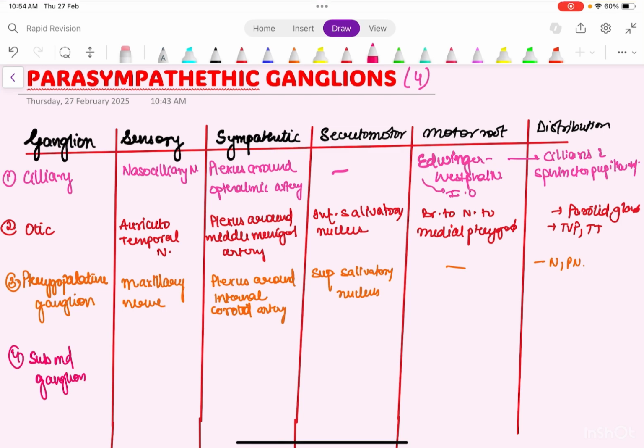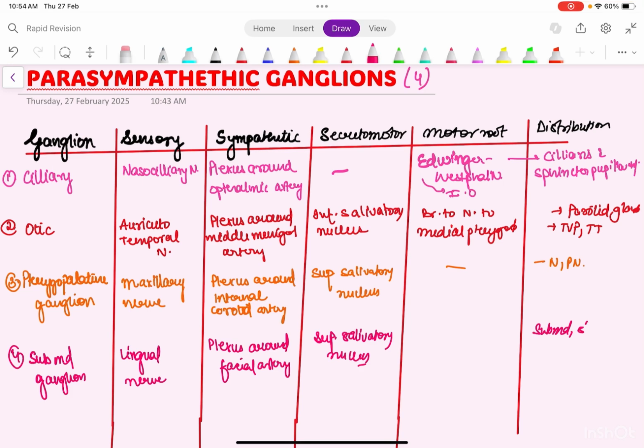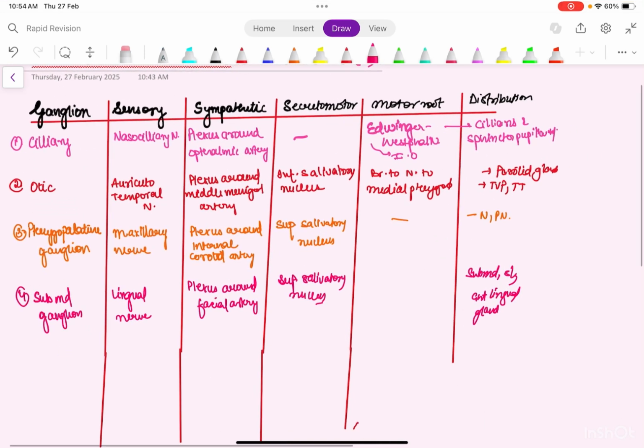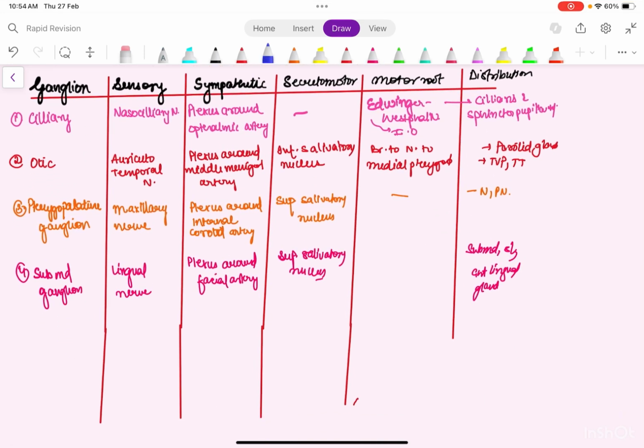In submandibular ganglion, sorry. So here you have the lingual nerve as sensory root. Then this is plexus around facial artery. Here again you have superior salivatory nucleus, and obviously it's going to supply our submandibular, sublingual, and anterior lingual gland. Now usually like this is done, so this is easy.